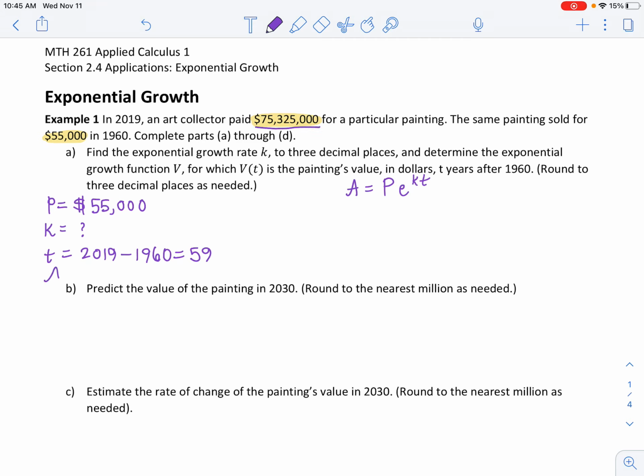So let's plug in these. Oh, you know what, guys? We know one more value. We know that the ending value in 2019 is $75,325,000. So we have these 3 numbers: P, t, and A. Let's plug them in. So that will be 75,325,000 equals 55,000 times e to the k times t of 59.